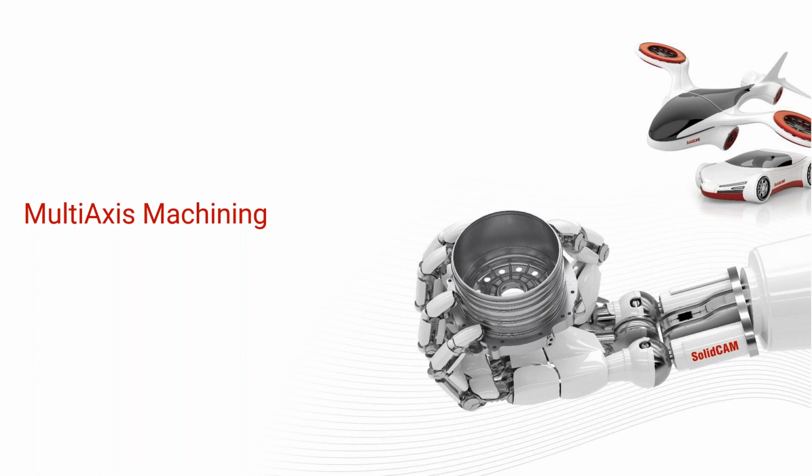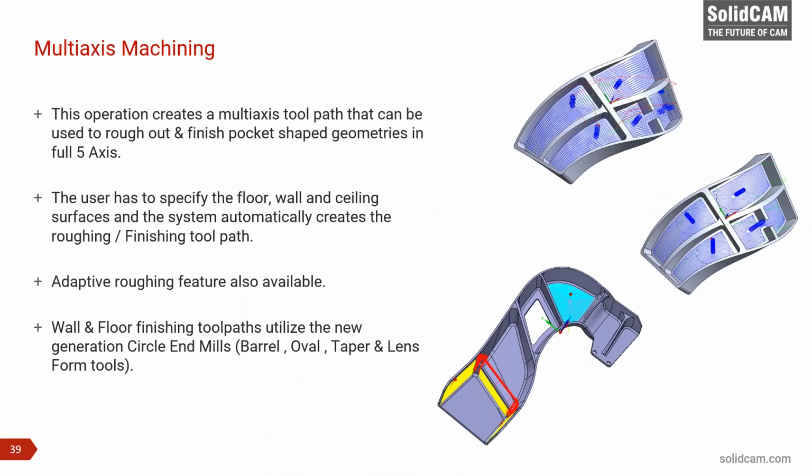Multi-axis machining has a few components in it, but we are going to see only one component today, and that is multi-axis roughing. Basically, this operation creates a multi-axis tool path that can be used to rough out and also finish pocket shaped geometries in full five axis. Like with most of our application-based strategies, the definition is very little. The user specifies the wall, the floor and the ceiling surfaces, and the system computes the toolpath automatically, creating either a roughing or finishing toolpath the way you have defined.